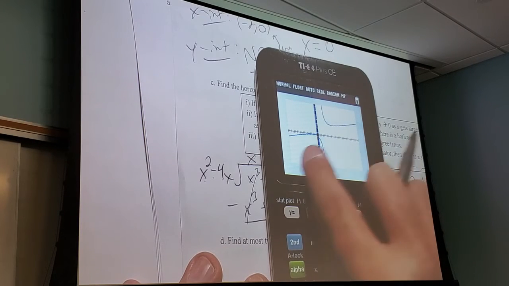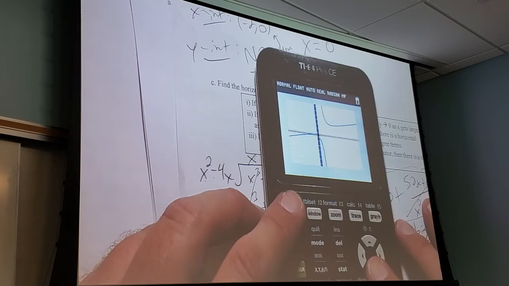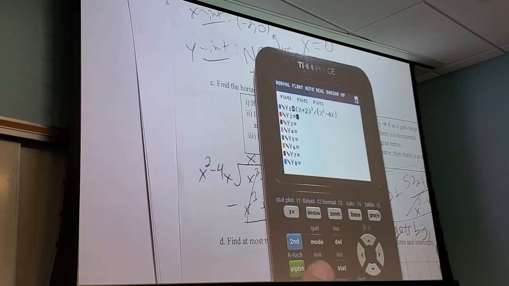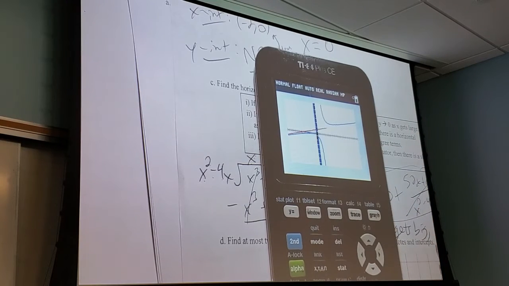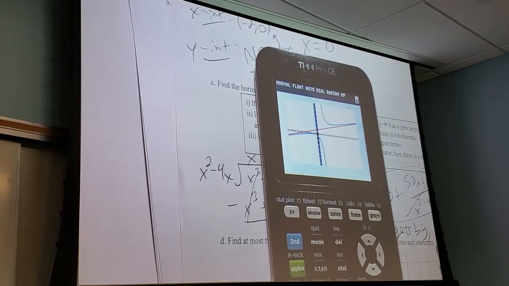All right, do you see how this is almost making a straight line through here? If I graph x plus 10, I'm going to graph the asymptote. There it is. Do you see how the function is getting closer to that line? Okay.